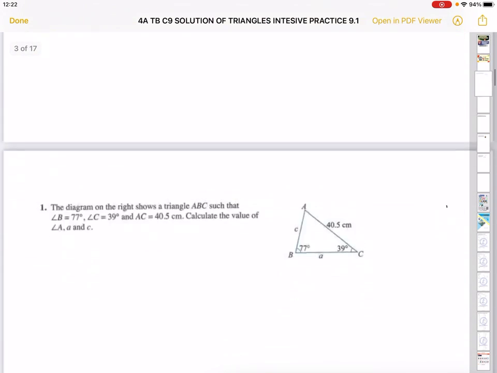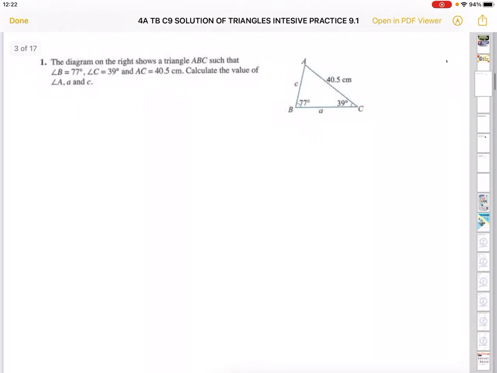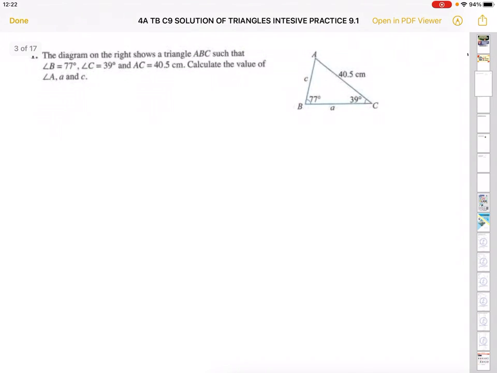Now let's go straight to the first question. Here, the diagram shows triangle ABC. You're given angle B, angle C, and the length of AC. You're supposed to calculate angle A, and the lengths of sides small a and small c.